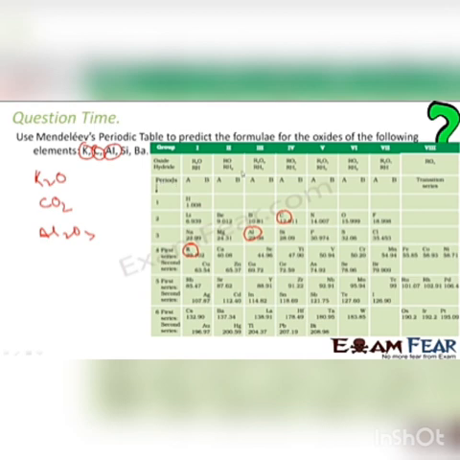Next is Si. Where is Si? Group 4. Si has RO2 form, so it will be SiO2. Next is Ba. Let's see where barium is. It is here. Since it is in group 2 and has RO form, it will be BaO. And that's my answer. Very simple. With this Mendeleev table, you can actually find which kind of oxides or which kind of hydride will form.